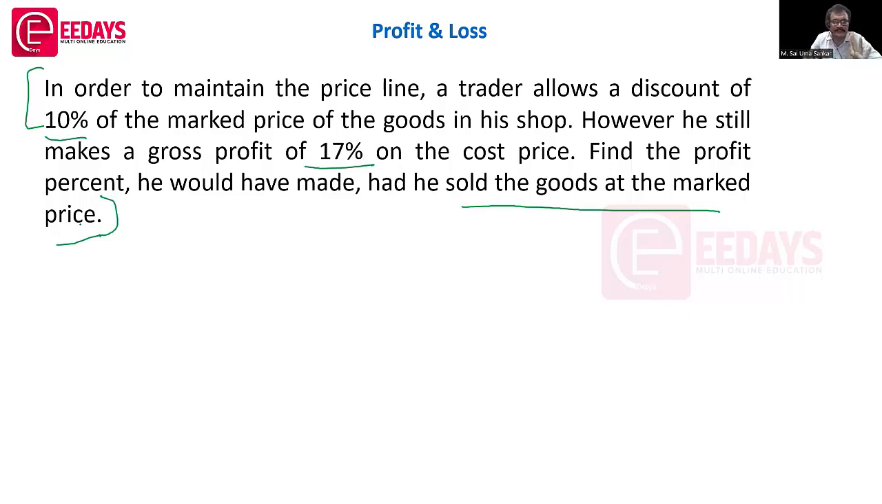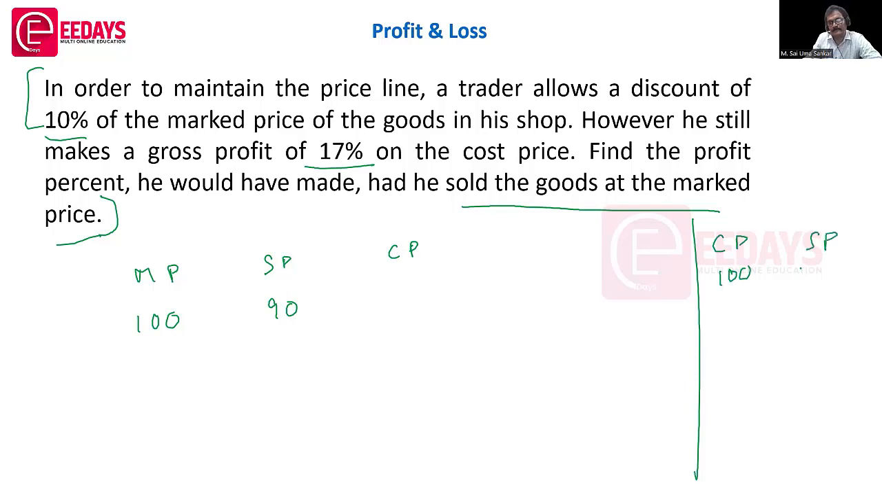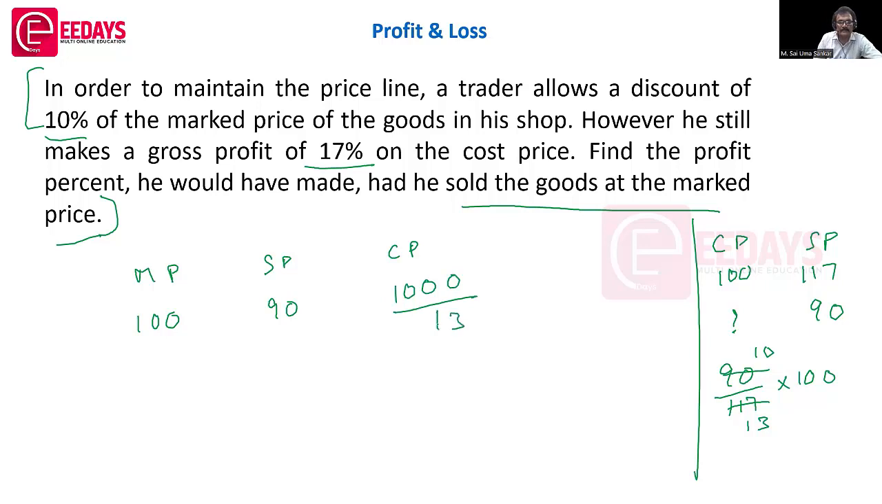With 10% discount he got 17% profit. If no discount is given, how much is the profit? Market price is 100, selling price is 90. What is the cost price here? If cost price is 100, the selling price is 117, since it is 17% profit. So if it is 90, then how much? 90 by 117 into 100. This is the 10 times, and this is 13 times. So this is equal to 1000 by 13.